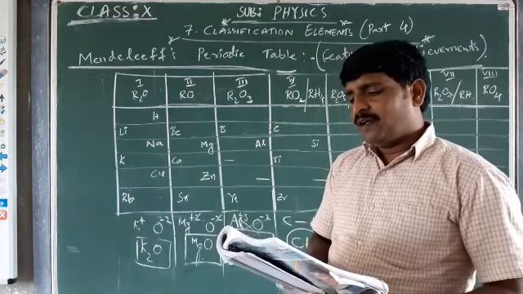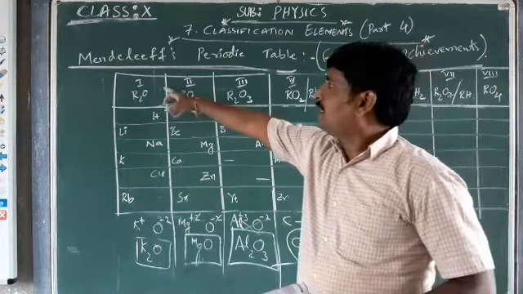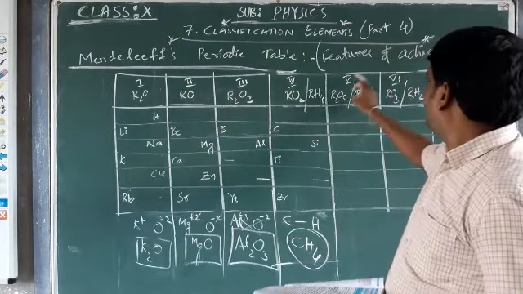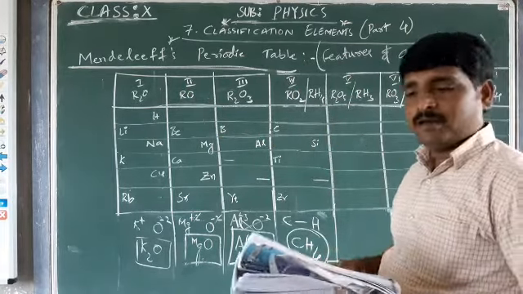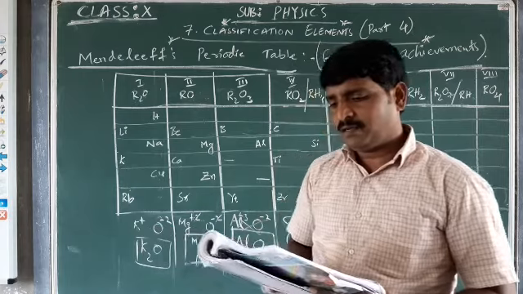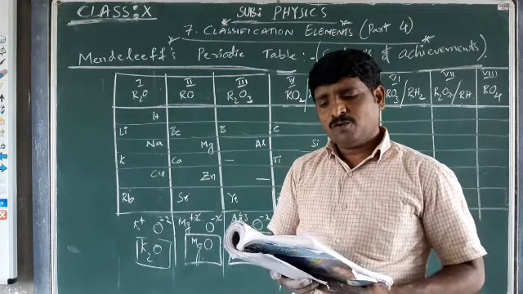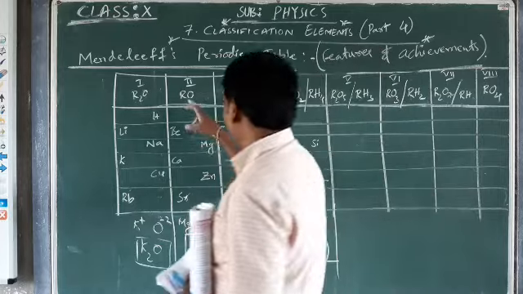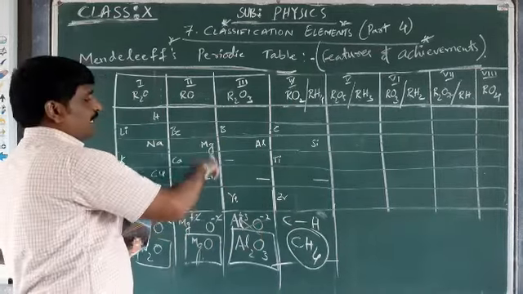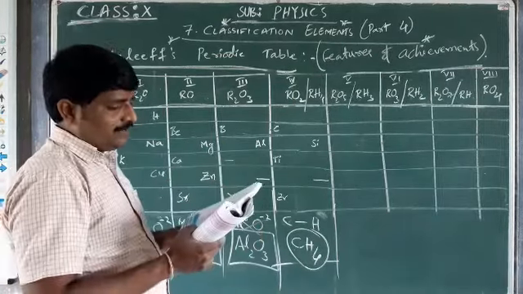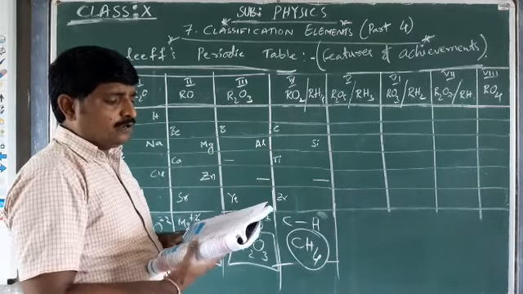They are represented by Roman numerals, 1 to 8. The elements present in a vertical column, that is a group, have similar properties, which we have already discussed. Each group is divided into 2 subgroups.